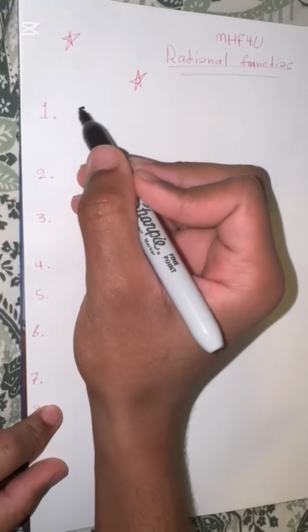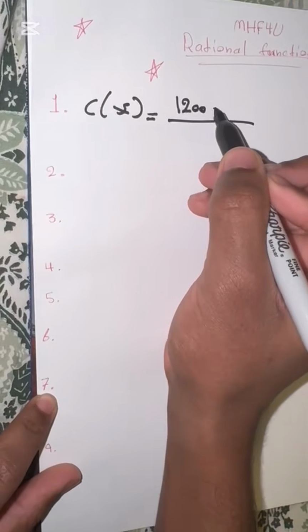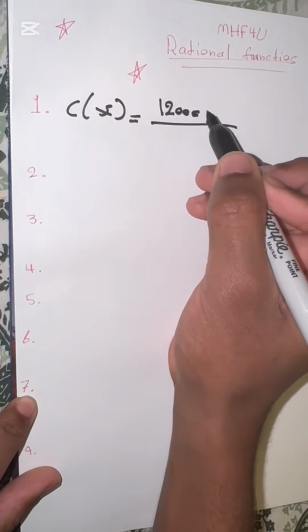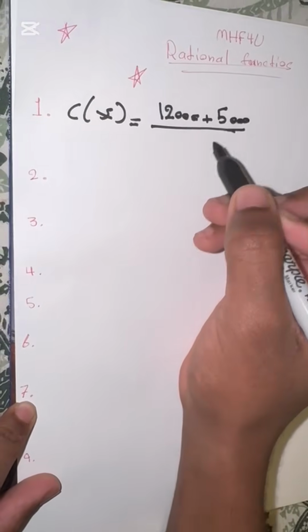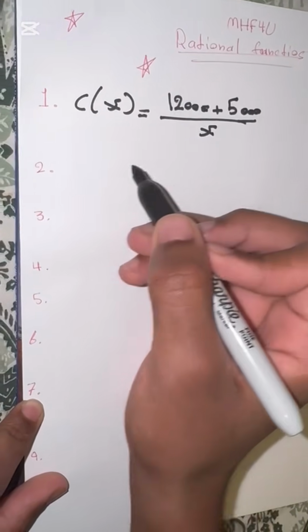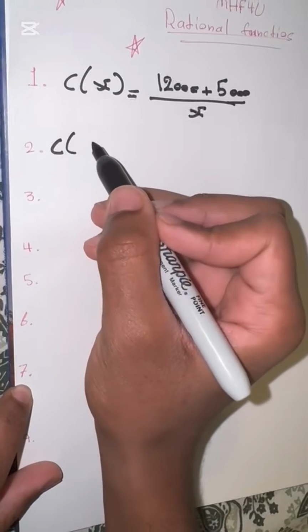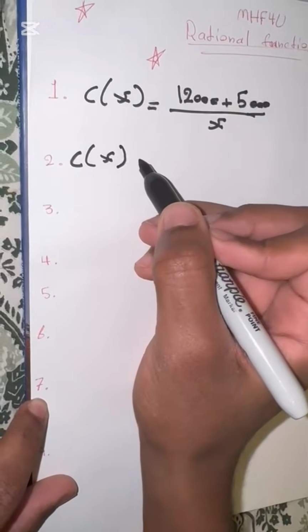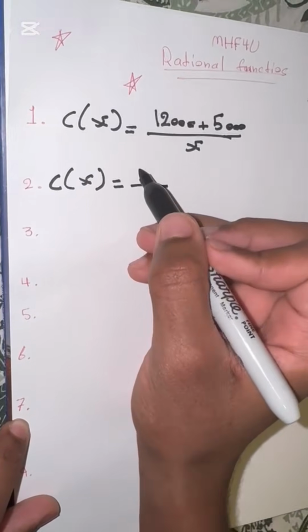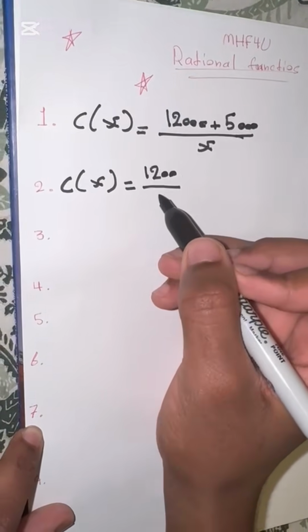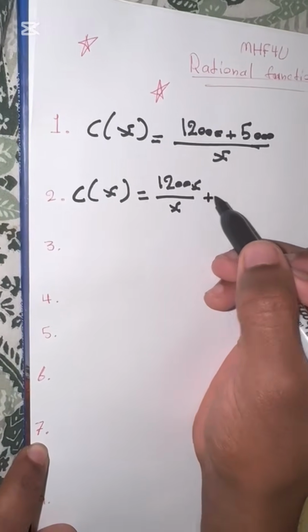The function I created was c(x) = (1200x + 5000)/x. In this function, x represents the number of students enrolled, and c(x) represents the cost per student. I chose this equation because there are two types of cost. The 1200x represents the cost that depends on each student, and the 5000 represents a fixed cost that the company has to pay no matter how many students join.